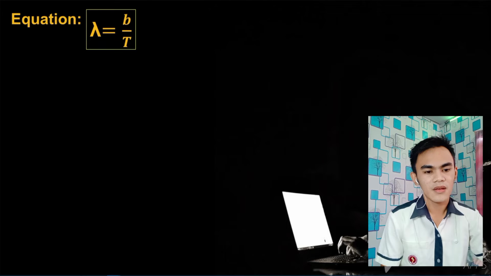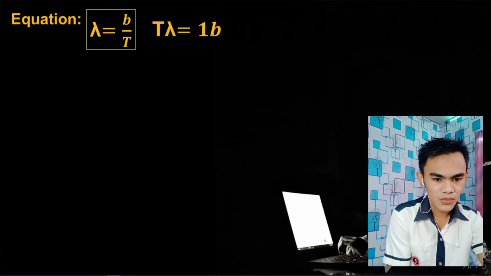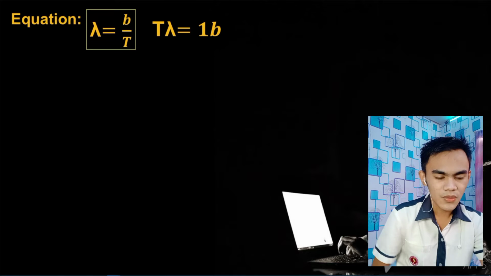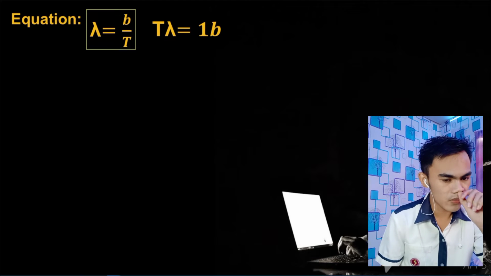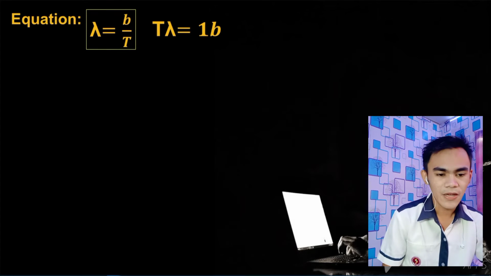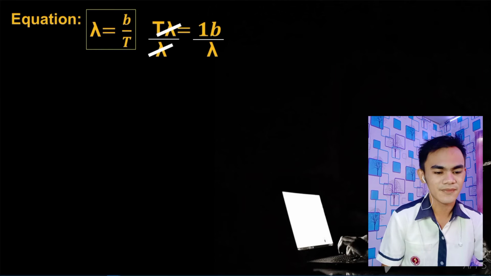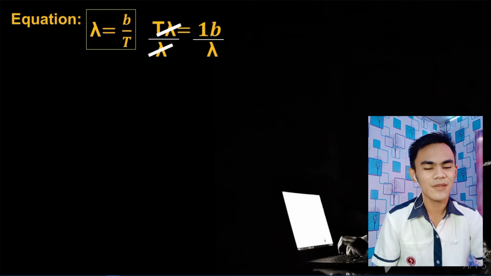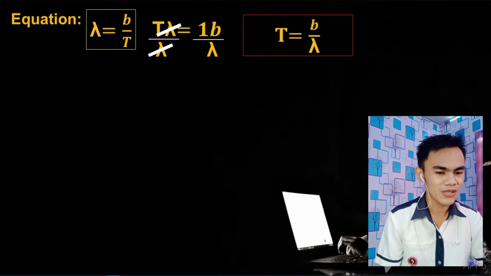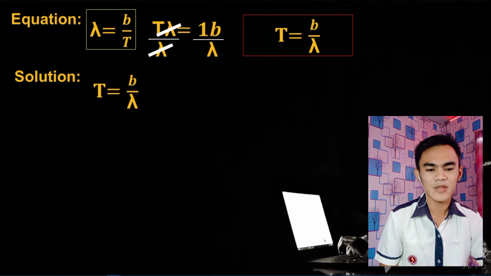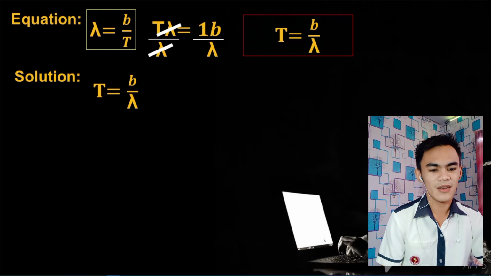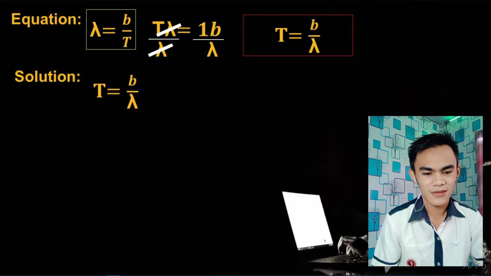Alright, so here we have our Wien's law equation. In order to find the temperature, we are going to derive our own formula. Let's divide both sides by lambda, so it cancels out, leaving the temperature. Alright, so we have here our final equation in order to find the temperature of that particular star. So we have here our solution. The temperature is equal to b divided by the wavelength.